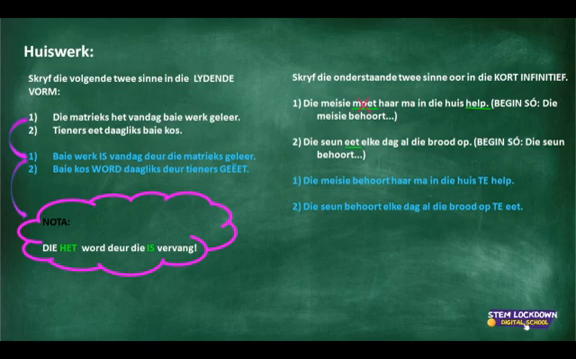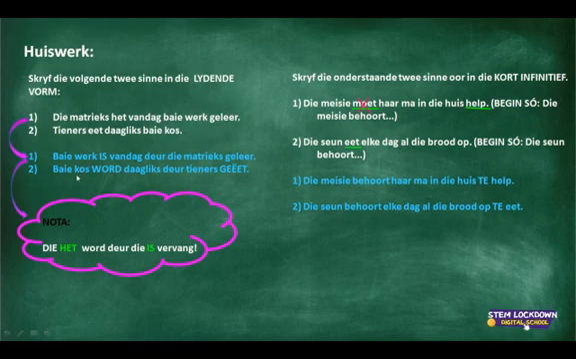Let's have a look at the next sentence. Tieners eet daagliks baie kos. So we now first divide the sentence into stompie. Tieners is our subject, eet, verb 1, daagliks means every day, so that's our time. Baie kos is our object. Our tense of the sentence, step 2, dit is in die teenwoordige tyd.